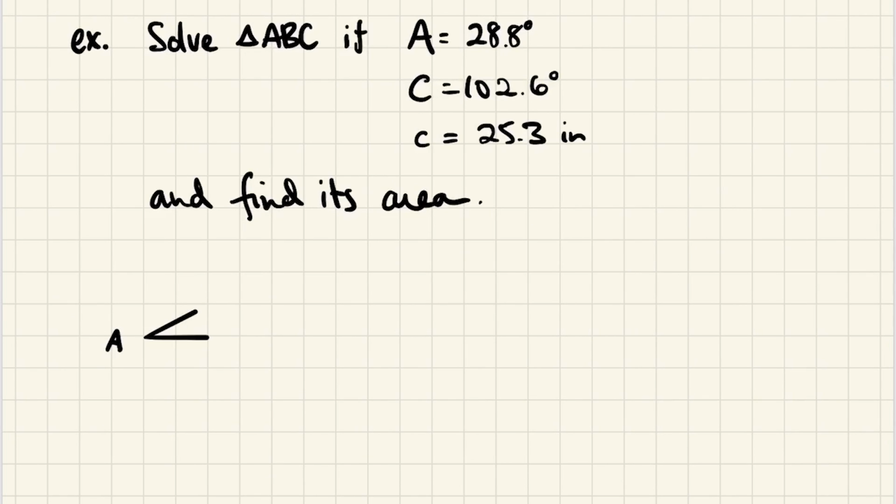We also know that side C is 25.3 inches, and side C I usually draw right up here. So let's just decree that that is 25.3 inches exactly. All right, now the angle opposite side C is of course angle C, and we need to put that somewhere. That angle must be 102.6 degrees. So we just need to put that in a location so that it's 102.6 degrees. And you can see that that would be right about here.